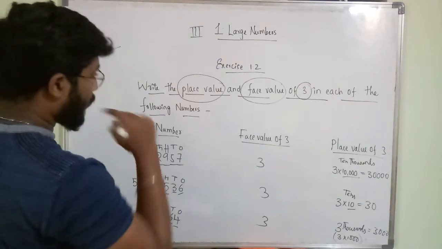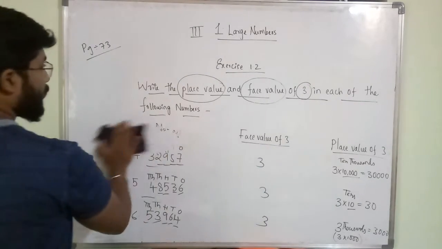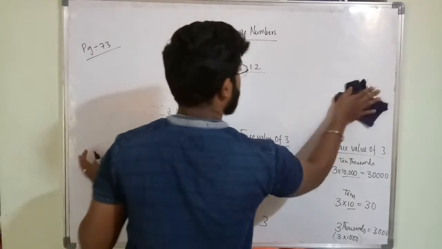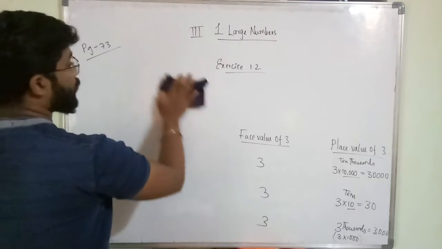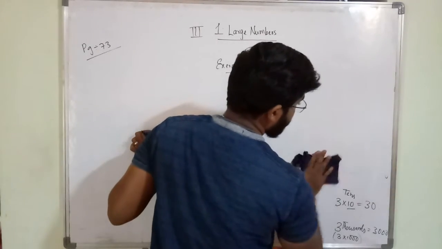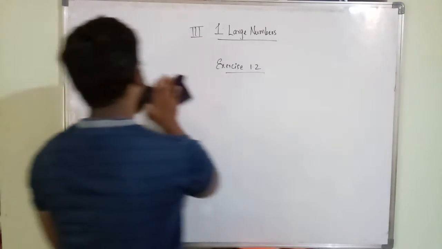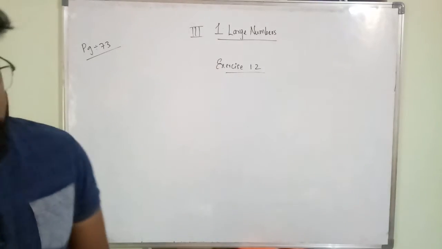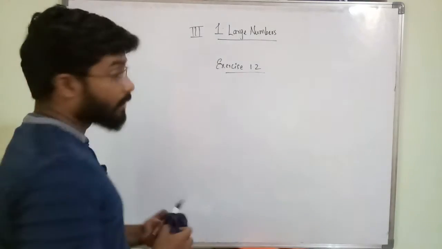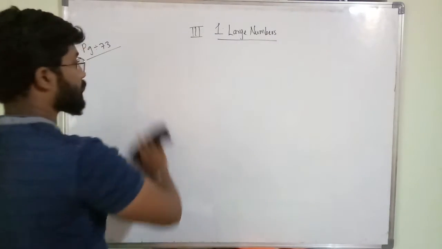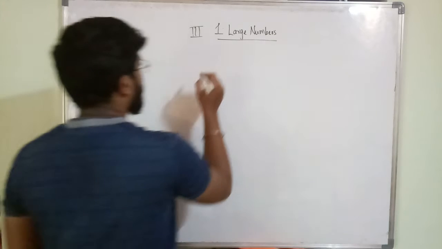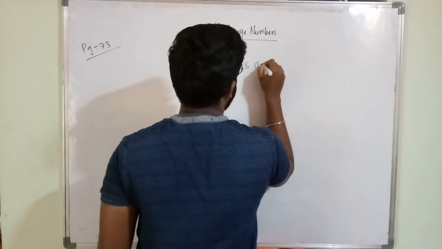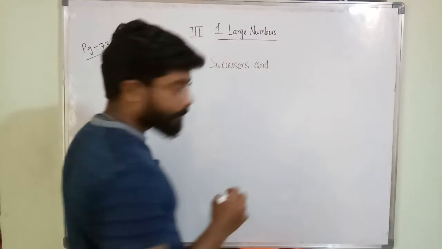Write the place value and face value of 3 in each of the following numbers. We have completed this first bit on your page number 73. Okay, so the next concept is what? Successors and predecessors.